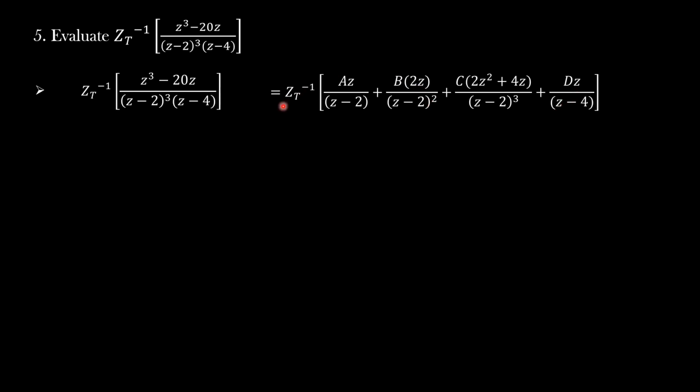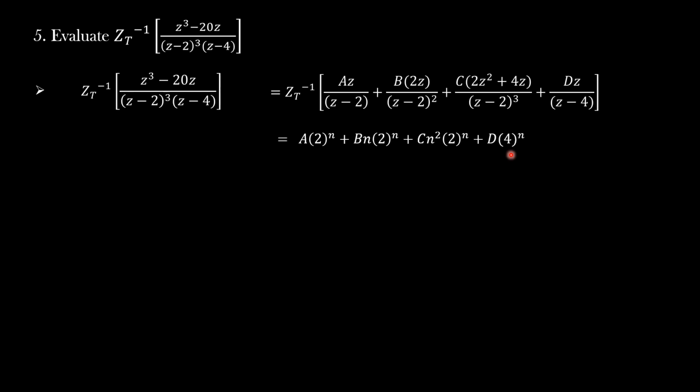And the inverse Z transform of z/(z − 2) is 2^n. Inverse Z transform of 2z/(z − 2)² is n·2^n. Inverse Z transform of (2z² + 4z)/(z − 2)³ is n²·2^n. And inverse Z transform of z/(z − 4) is 4^n. Therefore, the inverse Z transform of (z³ − 20z)/((z − 2)³(z − 4)) is equal to A·2^n + B·2^n·n + C·2^n·n² + D·4^n.